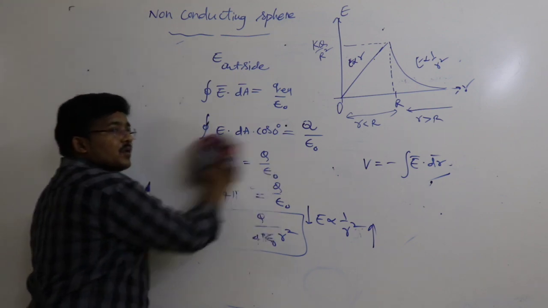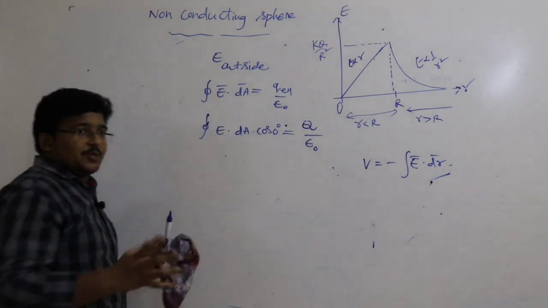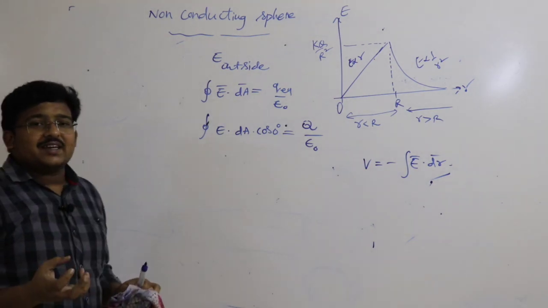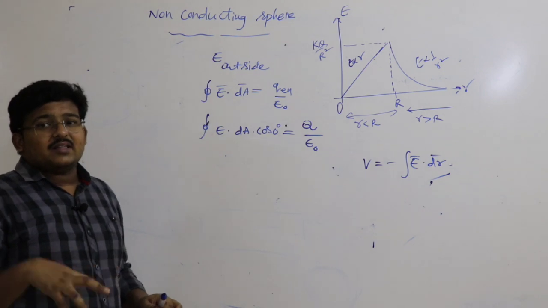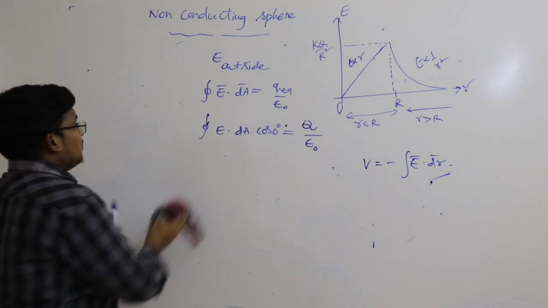If the spheres or the volume distributions contain some cavities, meaning there is an empty space inside, then how will the distribution take place?